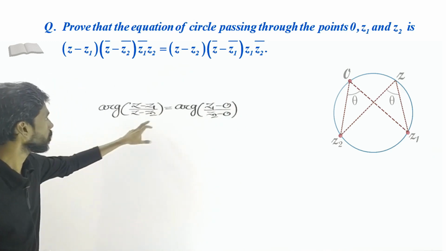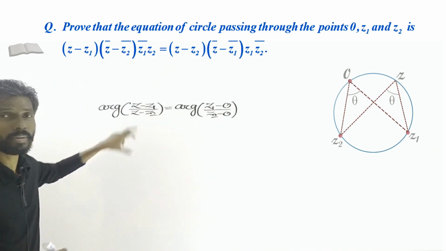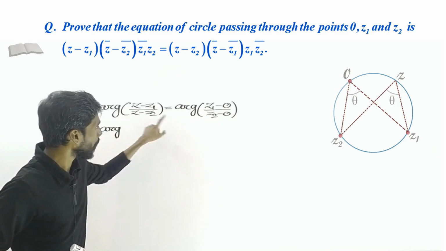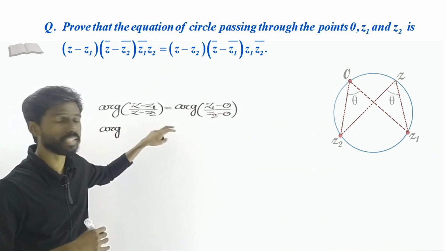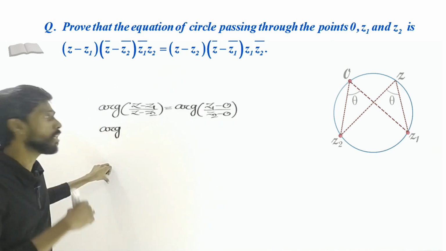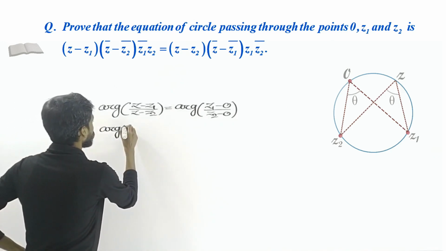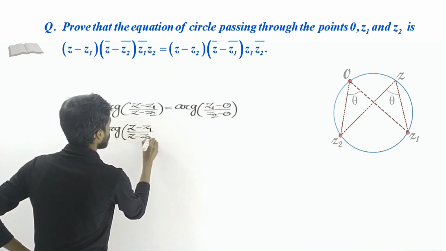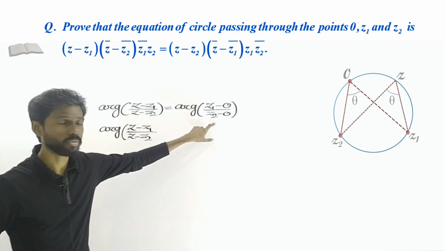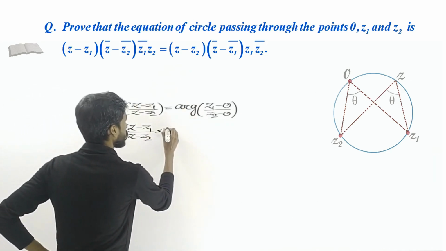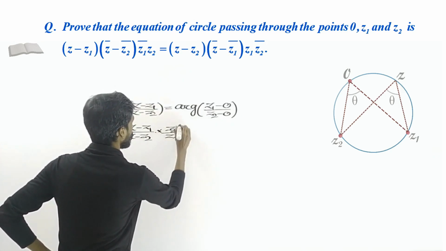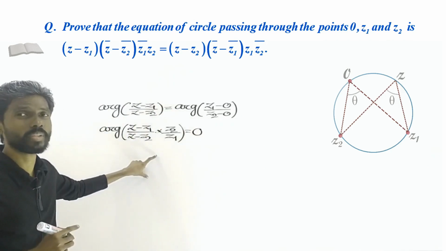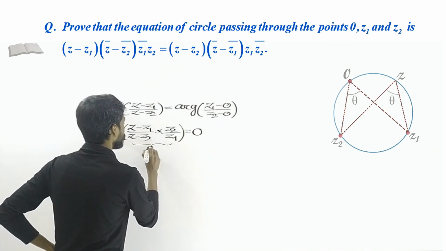Now, argument of this equals argument of this, or we can subtract it: argument of this minus argument of this. Argument of A minus argument of B is the same as argument of A by B. So the argument of Z minus Z1 divided by Z minus Z2, divided by this one, means you can multiply the reciprocal, so Z2 divided by Z1. The argument of this is 0, taking this to the left hand side. So the argument of something is 0, which means it is real. So this complex number is real now.